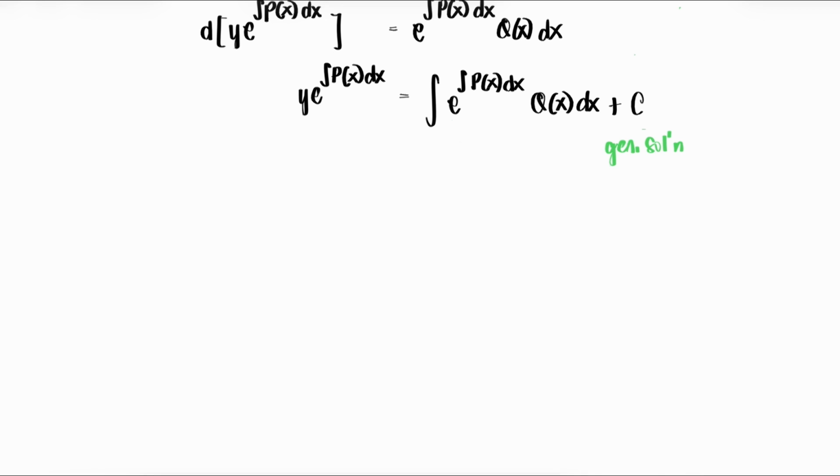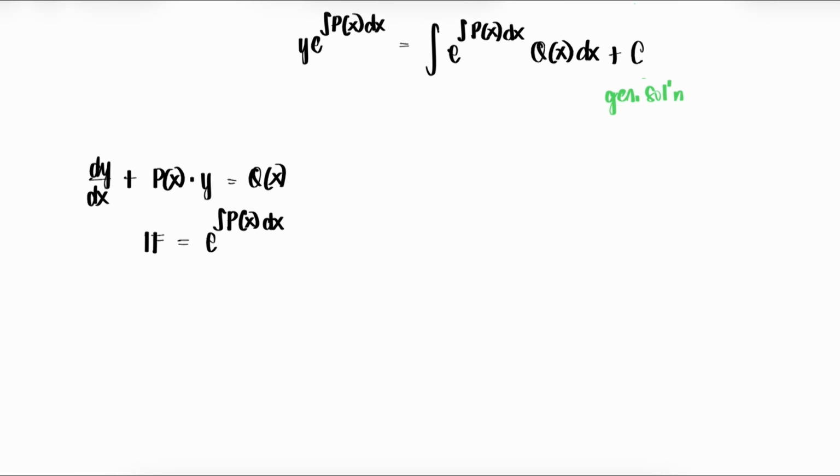Okay, if our DE is in the form dy/dx + p(x)y = q(x), then the integrating factor is equal to e to the integral of p(x) dx. And our solution is y times the integrating factor equals the integral of the integrating factor times q(x) dx plus c.